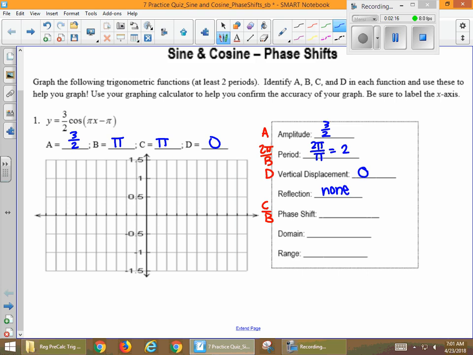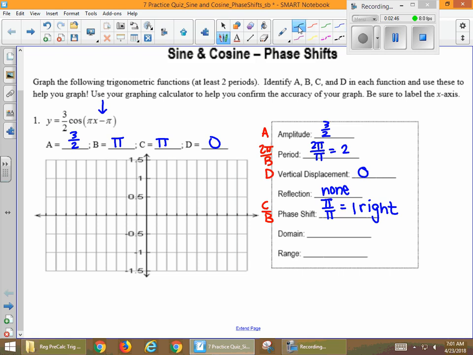The phase shift is C over B, so that's pi over pi, which is 1. And the way you figure out that direction is from the sign in the middle. Here, minus is to the right, positive is to the left, just like when you work with your parent functions. So all of our details are filled out.